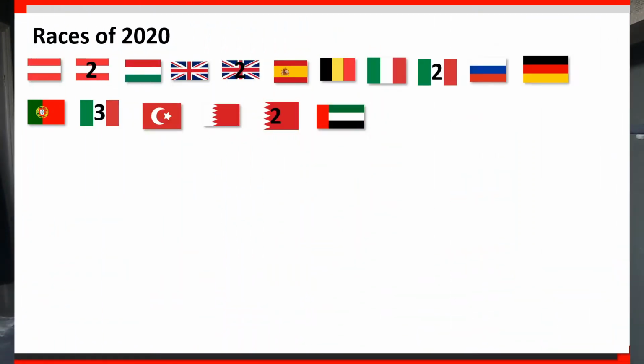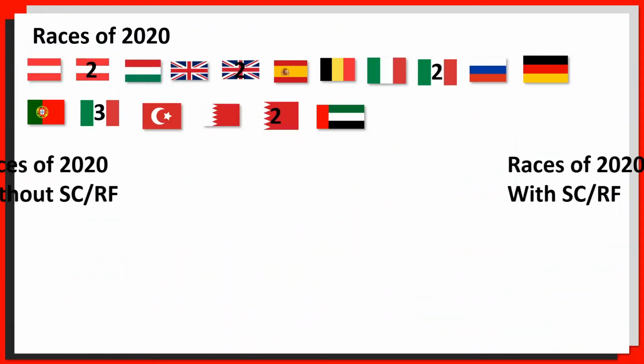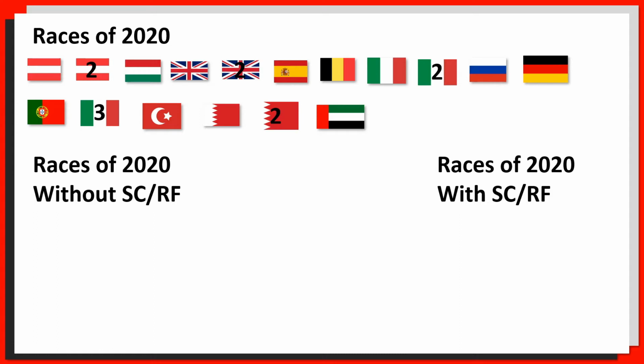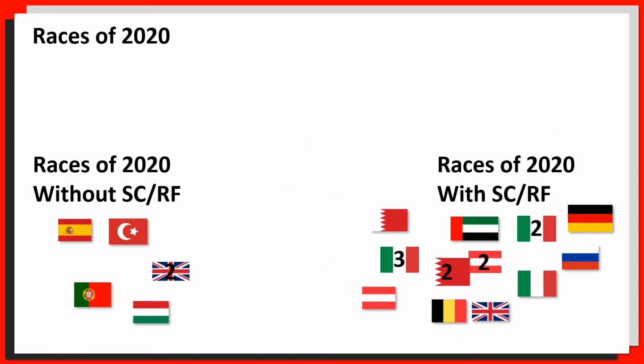So if there was, for example, 2 full safety cars, I would take the gaps before the first safety car came out, then the gaps before the second safety car came out, and then the gaps at the very end, and then work out the aggregate gaps for those essentially 3 races. So the first thing we need to do is just split up the season into races of 2020 without the safety car on the left and with a safety car or red flag on the right, and we end up splitting them up like this.